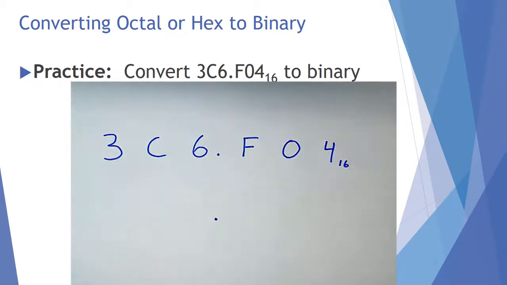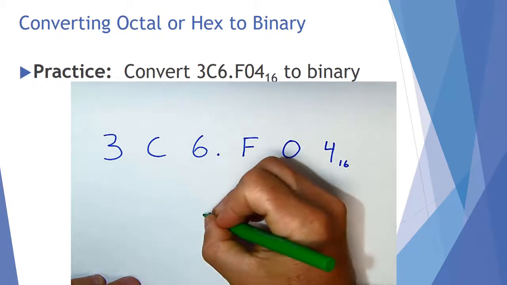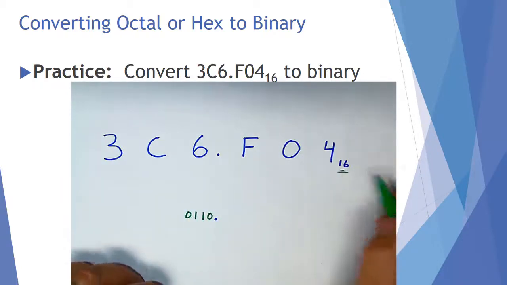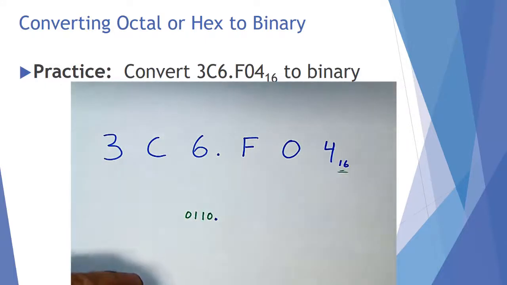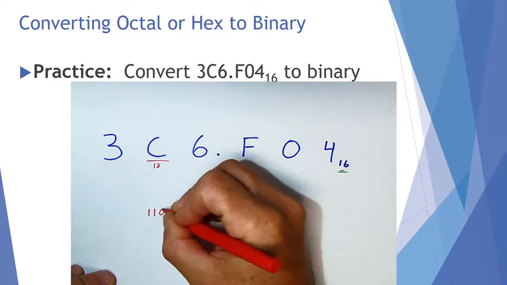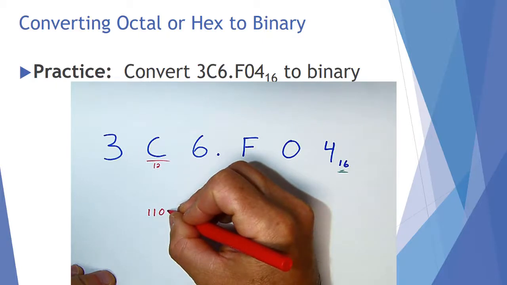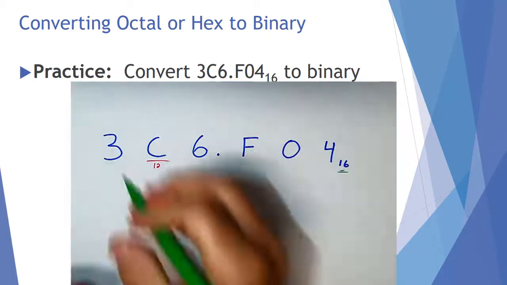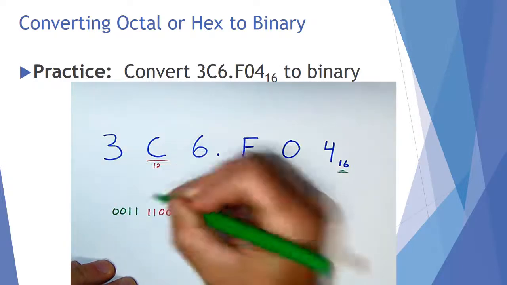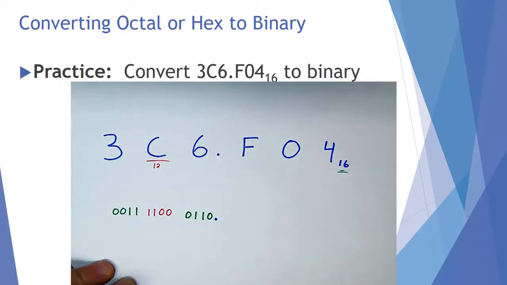6 in binary. That's no 1's, a 2, and a 4, and no 8's. So again, we're grouping by groups of 4. 6 becomes 0, 1, 1, 0. C. We know that C is 12, and we've done that one before. That's going to be an 8, a 4, no 2's, and no 1's. And 3 is, of course, 0, 0, 1, 1. So we've got the left half of our number. Let's take a look at the right half.